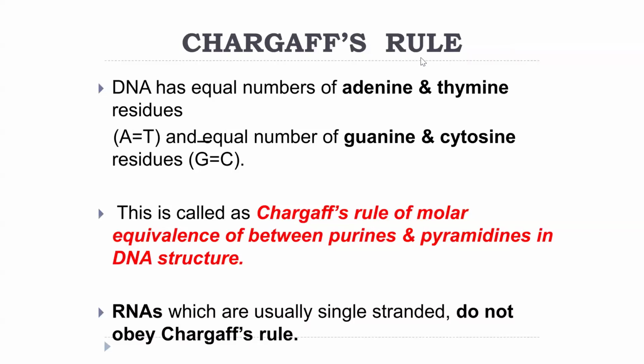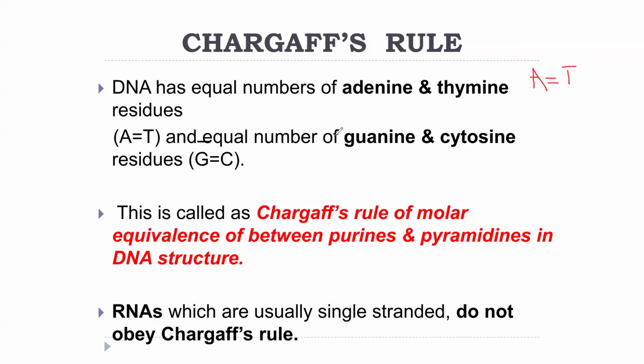So Chargaff's rules mean that DNA has an equal amount of adenine and thymine residues, because adenine is usually paired with thymine. Whenever in DNA you have adenine and thymine, adenine is found to pair with thymine through hydrogen bonds, and between adenine and thymine we have only 2 hydrogen bonds.